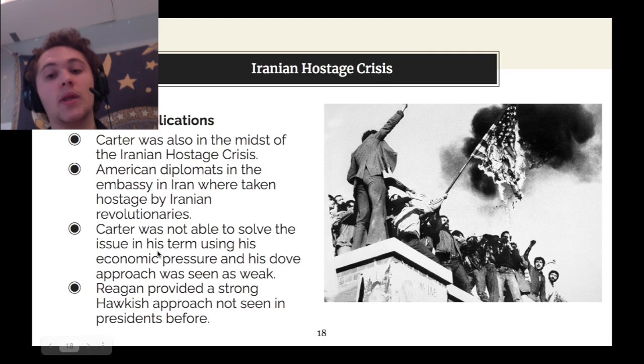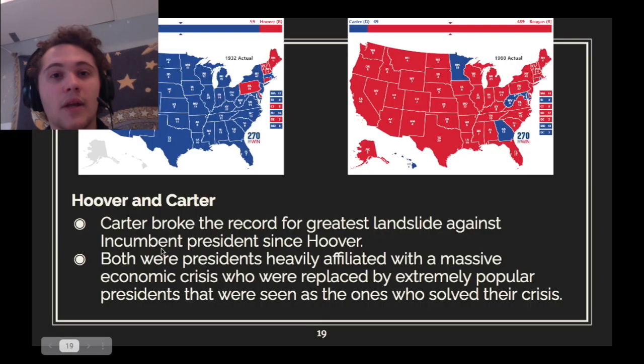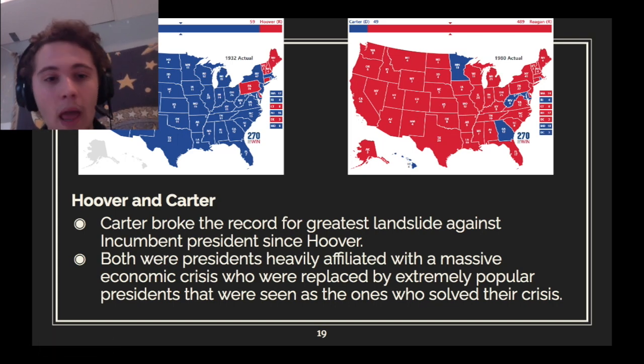Reagan would be the one to get the reputation that comes with solving this crisis, of course, since it happened on his term. And so that was something that heavily impacted Jimmy Carter's campaign. And this leads us to a comparison.